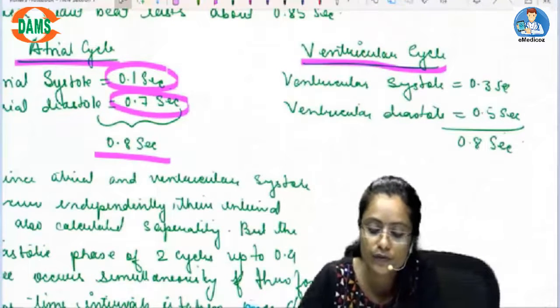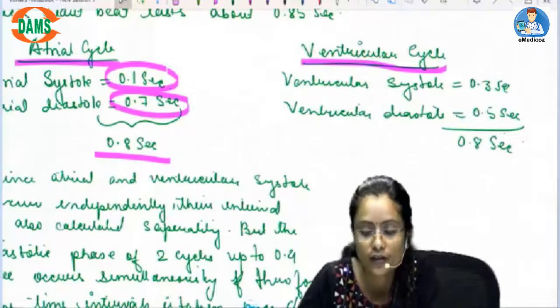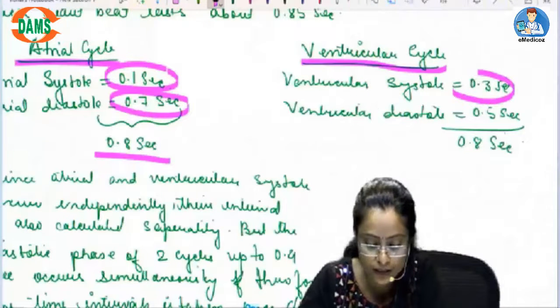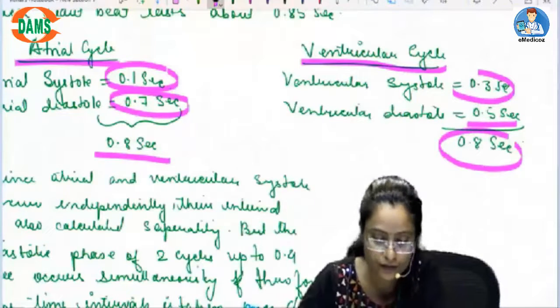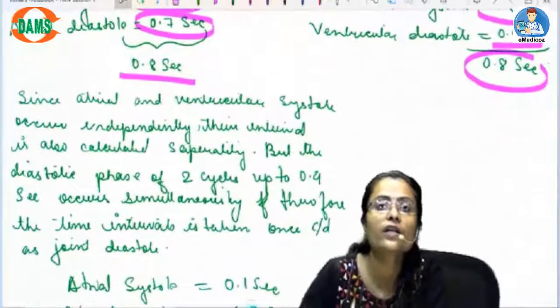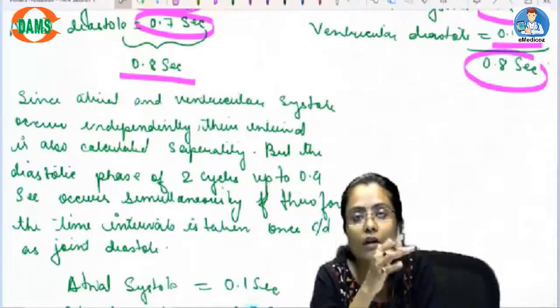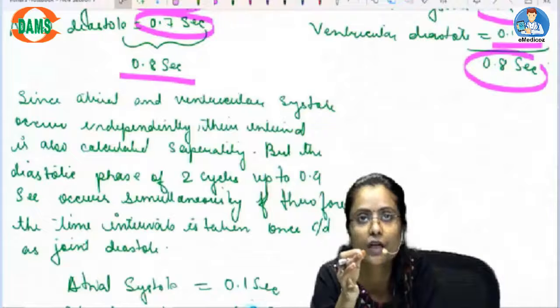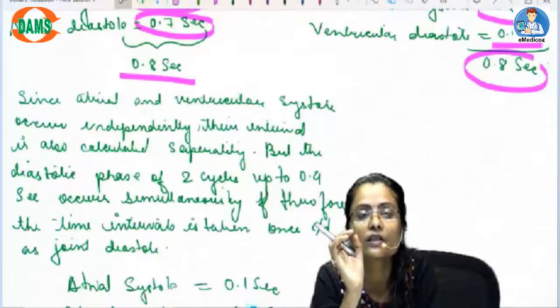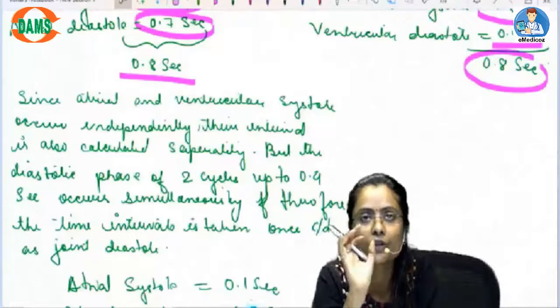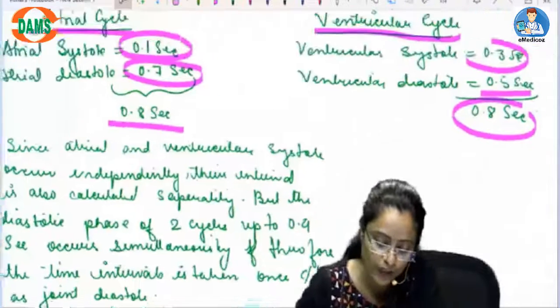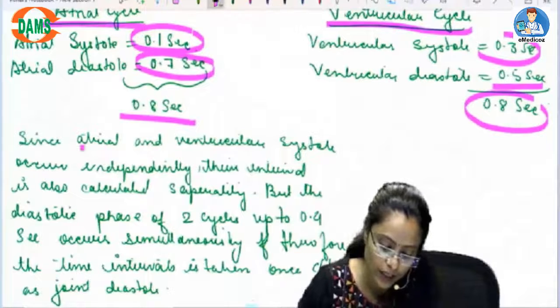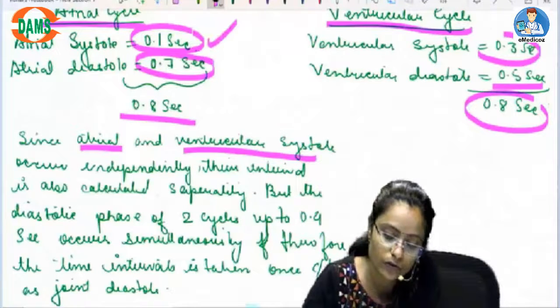Now what happens when the ventricles contract? The timing is 0.3 seconds. And when the ventricles relax, it's 0.5 seconds. In total it's 0.8 seconds. Since the arterial and ventricular systoles occur independently of each other, meaning they do not occur simultaneously, their time intervals are also calculated separately.